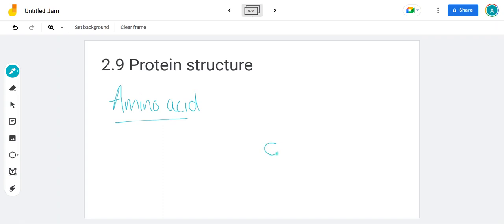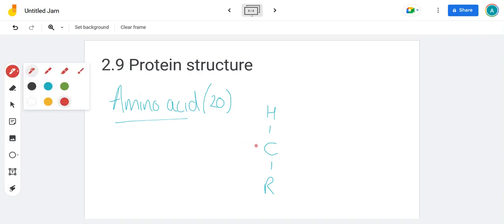In the middle, it has a carbon. At the top, it has a hydrogen. At the bottom, it has an R group, which is different in each amino acid. There's actually 20 different amino acids, so there's 20 different R groups.